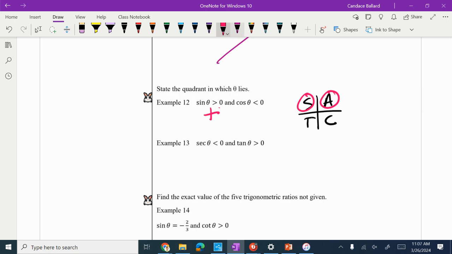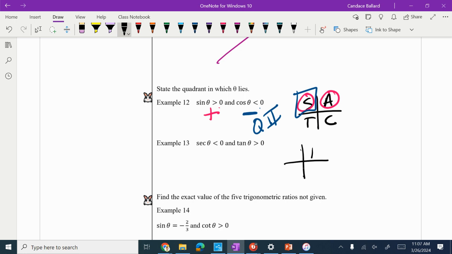Now we're going to look at the second piece of information, which says cosine less than 0. What's less than 0 mean? Negative. So out of these 2 quadrants only, which one is cosine negative in? Only negative here. So our answer is quadrant 2. Okay. All right, let's look at the next one.